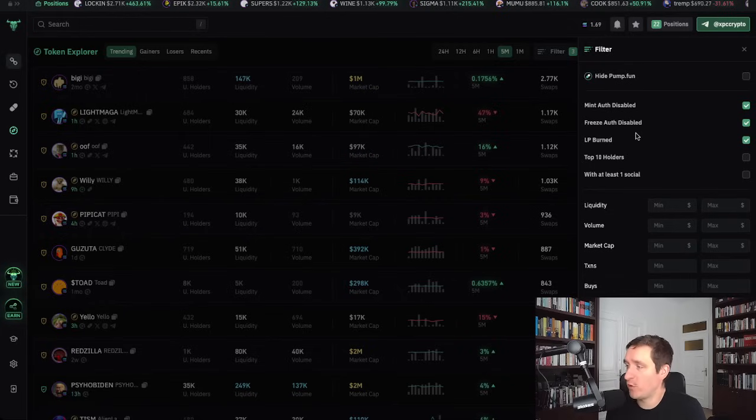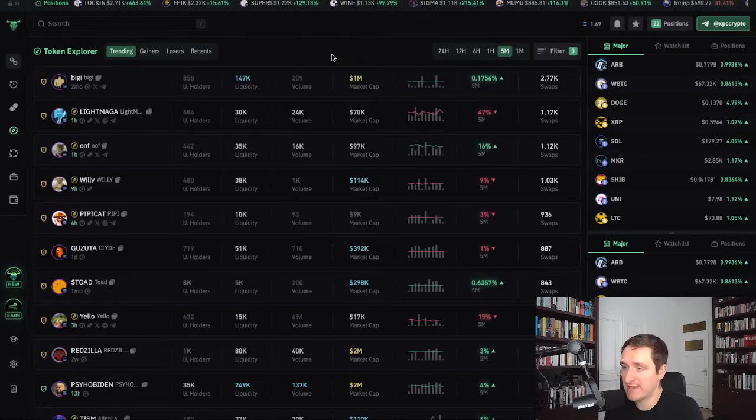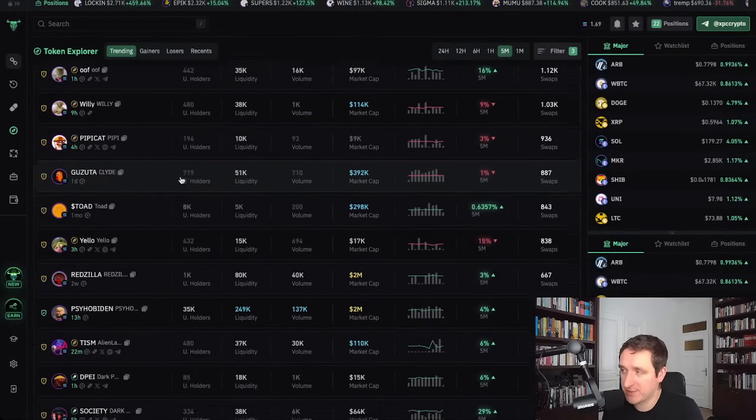Of course, soft rugs are always possible because, you know, the developer can sell and the insiders can sell and the token will be basically dead. But this is the risk of the game. There is nothing guaranteed here.